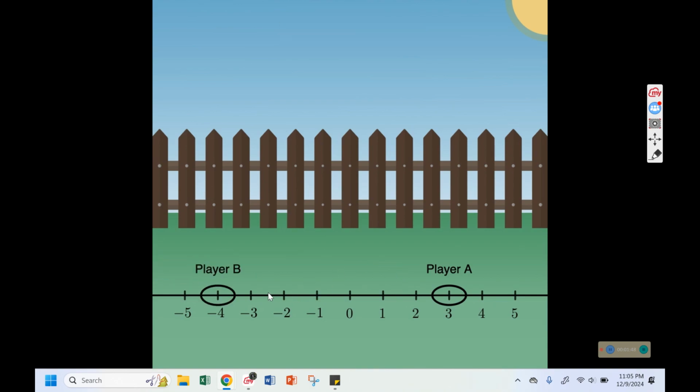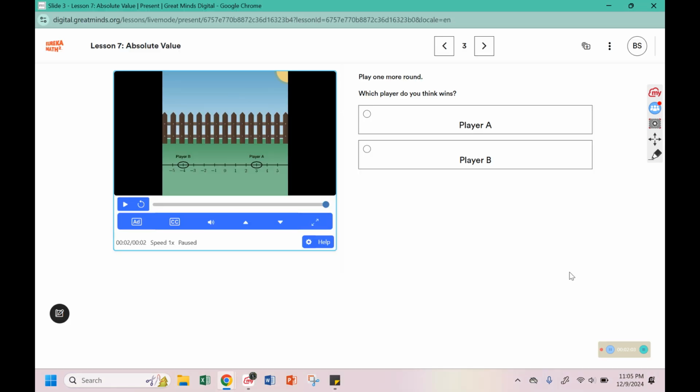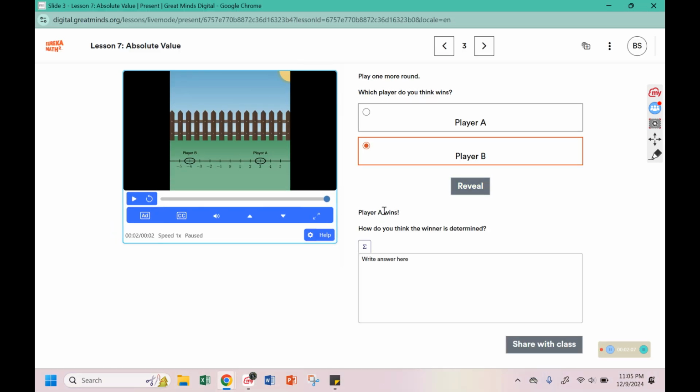Okay, it's not the lowest. It's not the highest. Maybe it has to do with the distance from 0 like we saw in our warm-up. I think player B wins because they are farthest from 0. Let's try player B. Now, player A wins. So perhaps it is the one that is the closest to 0.